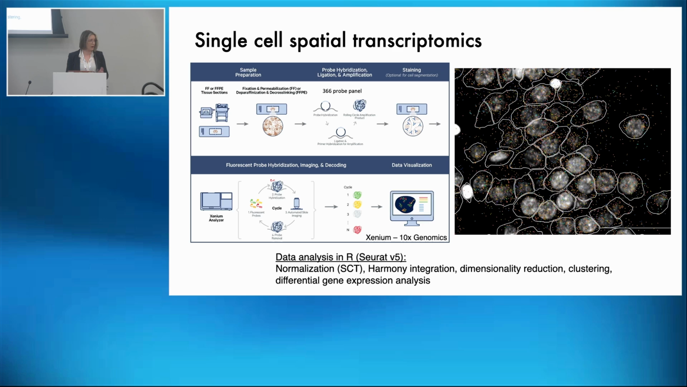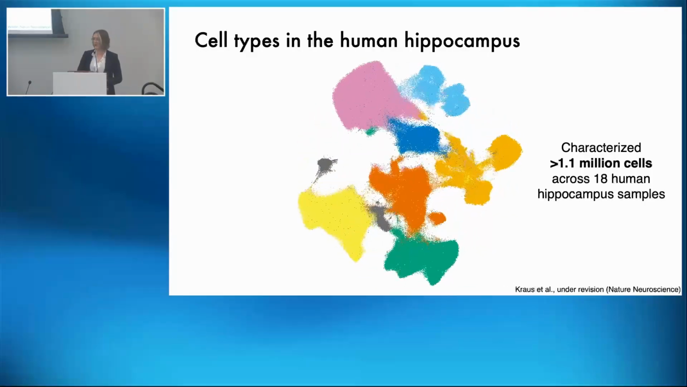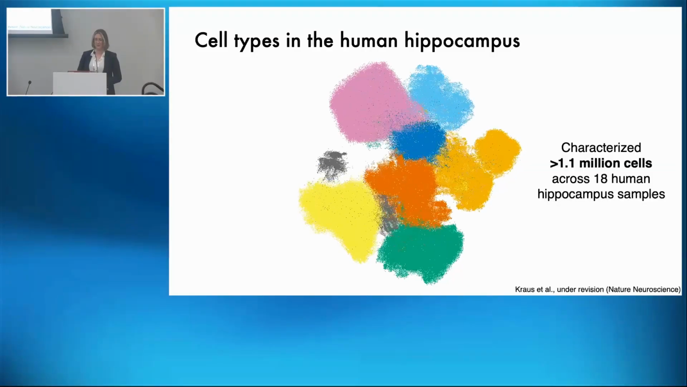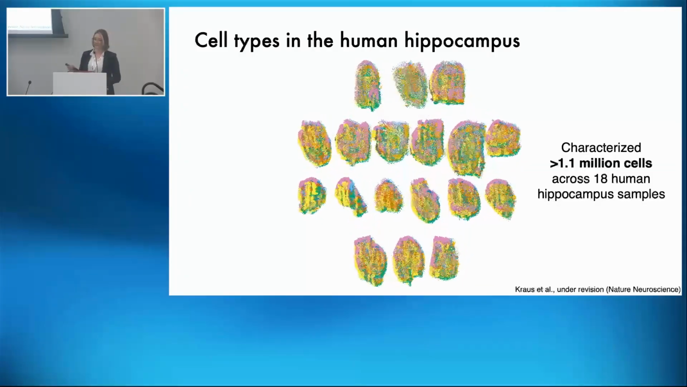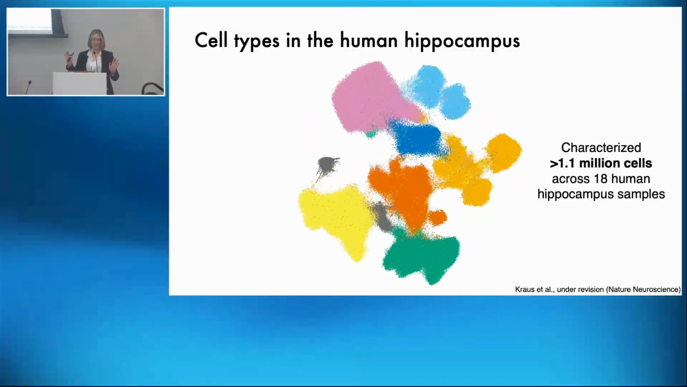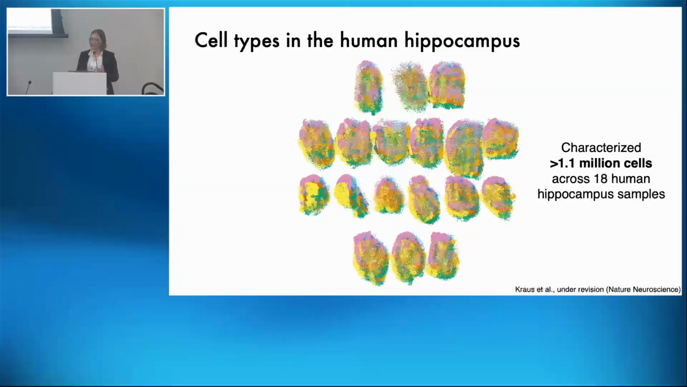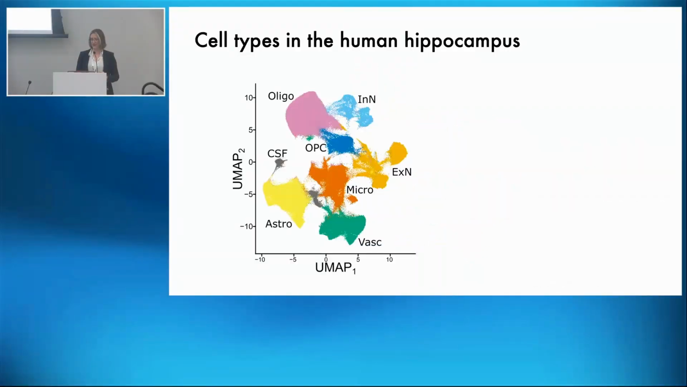I've done the analysis in R using Seurat, for those who want to know, and ran normalization as well as Harmony integration to reduce batch effects, and dimensionality reduction, clustering, and differential gene expression. Using this, I was able to characterize more than 1.1 million cells from 18 human hippocampus samples. You can see in this cool animation that for all of these 18 samples we know exactly the spatial location of the individual cells, but they all integrate well together into this one UMAP.